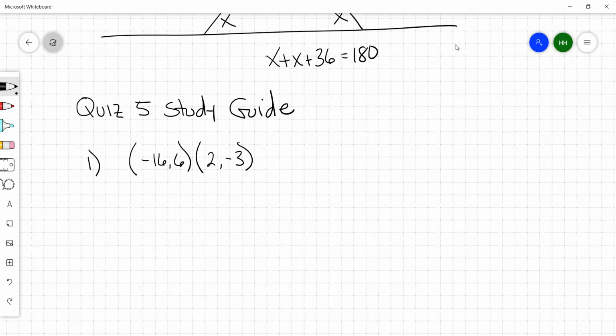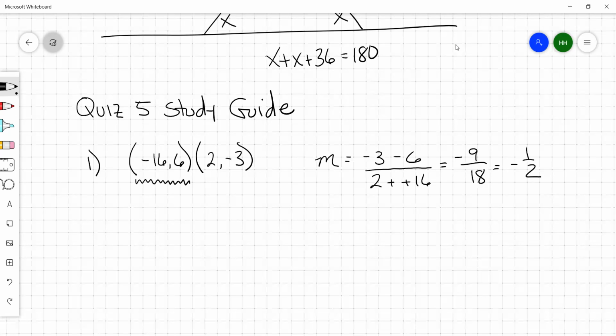is the slope. So your slope is going to be equal to negative 3 minus 6 divided by 2 minus negative 16. Negative 3 minus 6 is negative 9 over 18 gives you a negative 1/2. Now, if you glance through your answers, you can see they're using the 6 and the 16. So they're using this point.